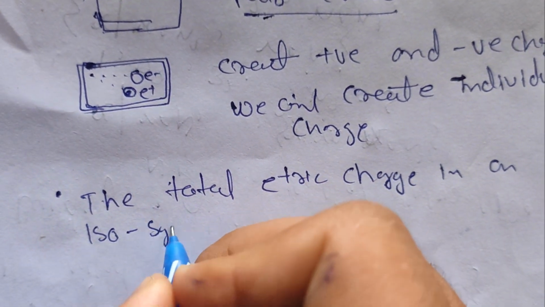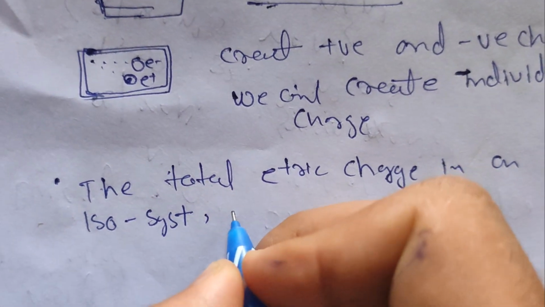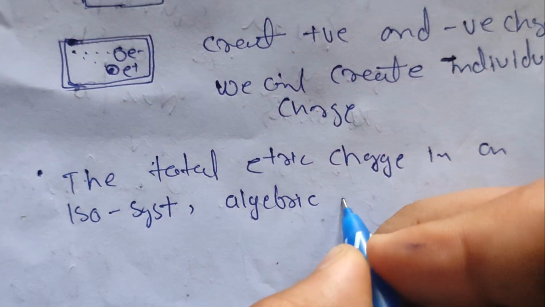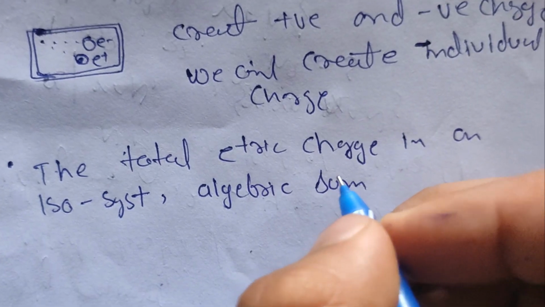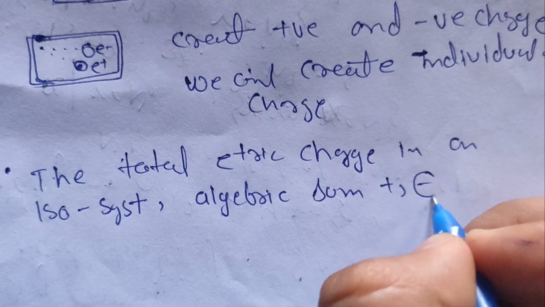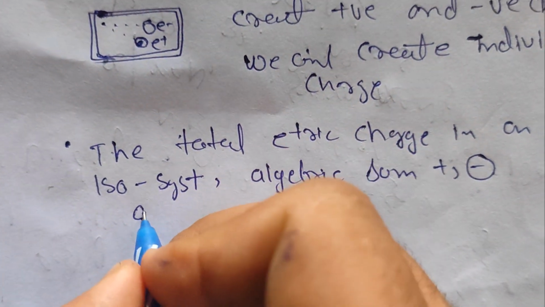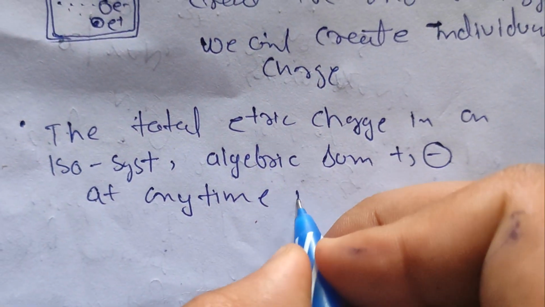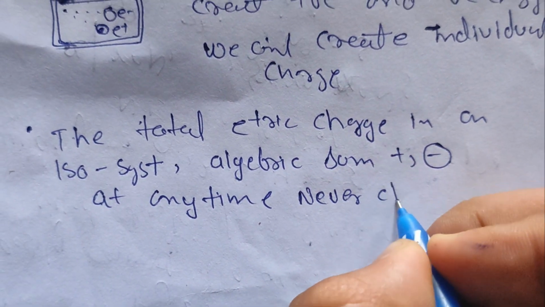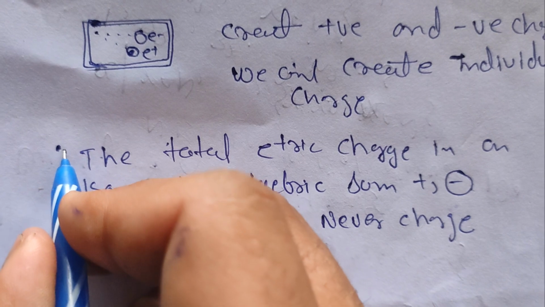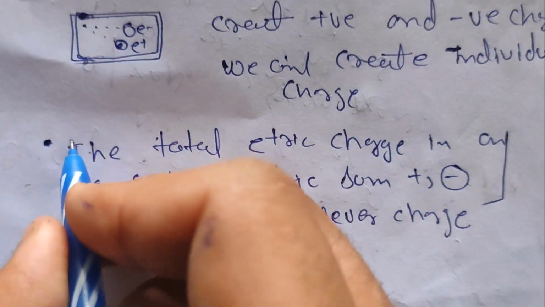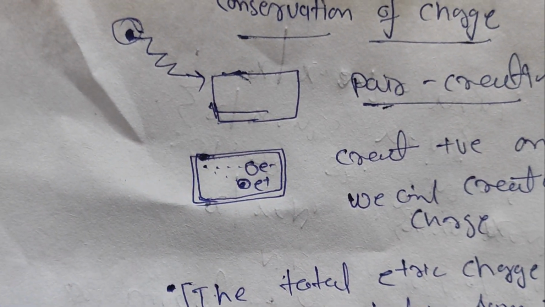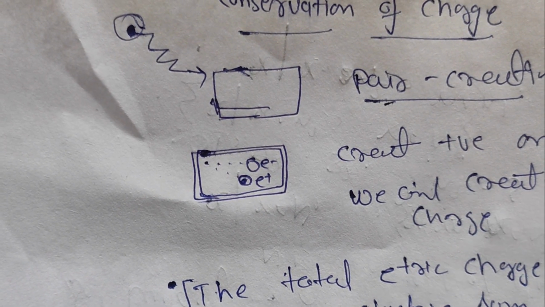In an isolated system, the algebraic sum of the positive and the negative charge at any time never changes. Basically they never change. This is the overall definition of the conservation of charge. Basically we always obtain a positive charge and a negative charge.